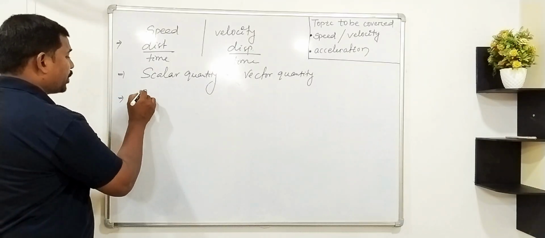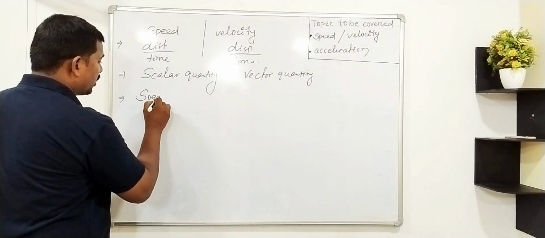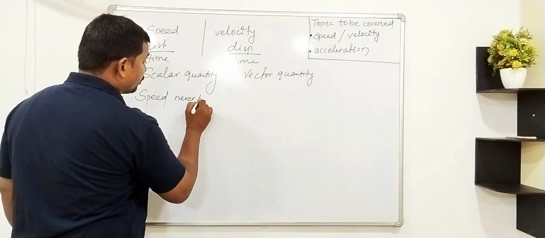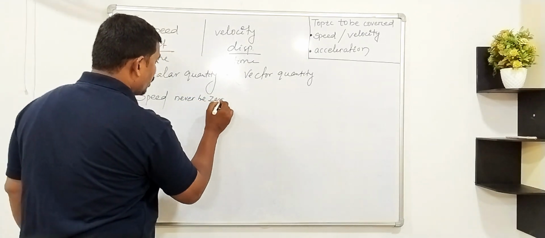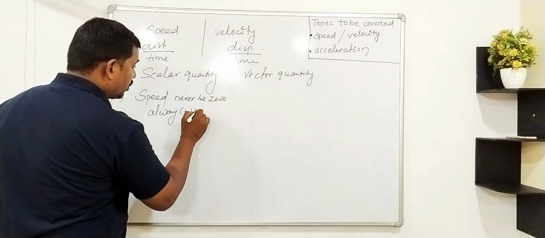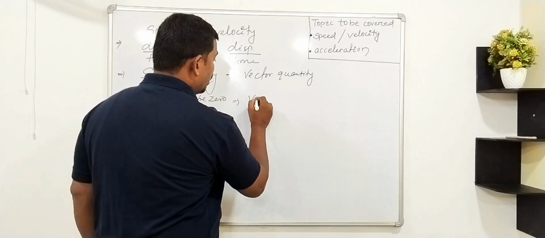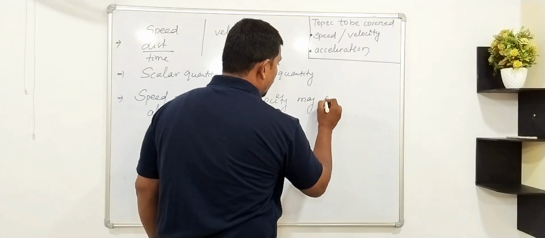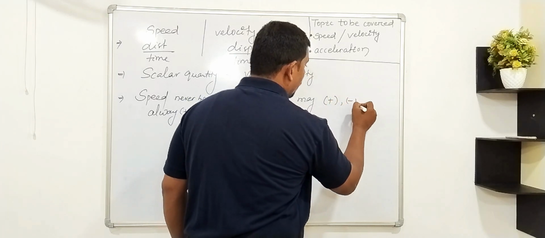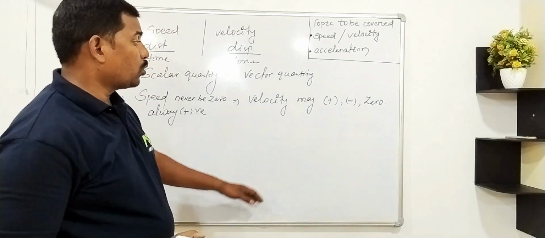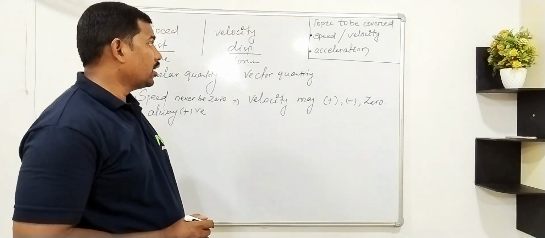Third, speed can never be zero, it is always positive, whereas velocity may be positive, negative, or zero.